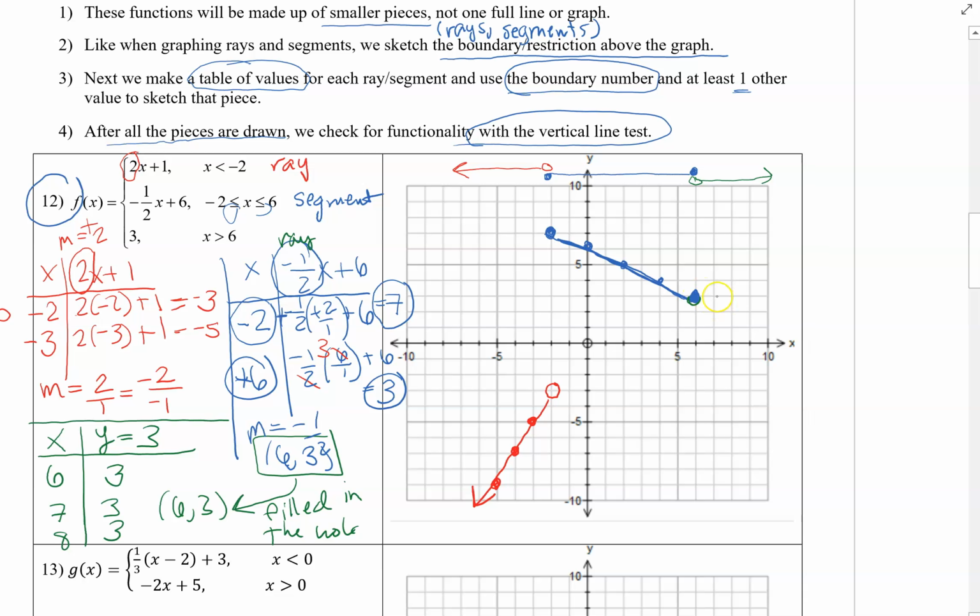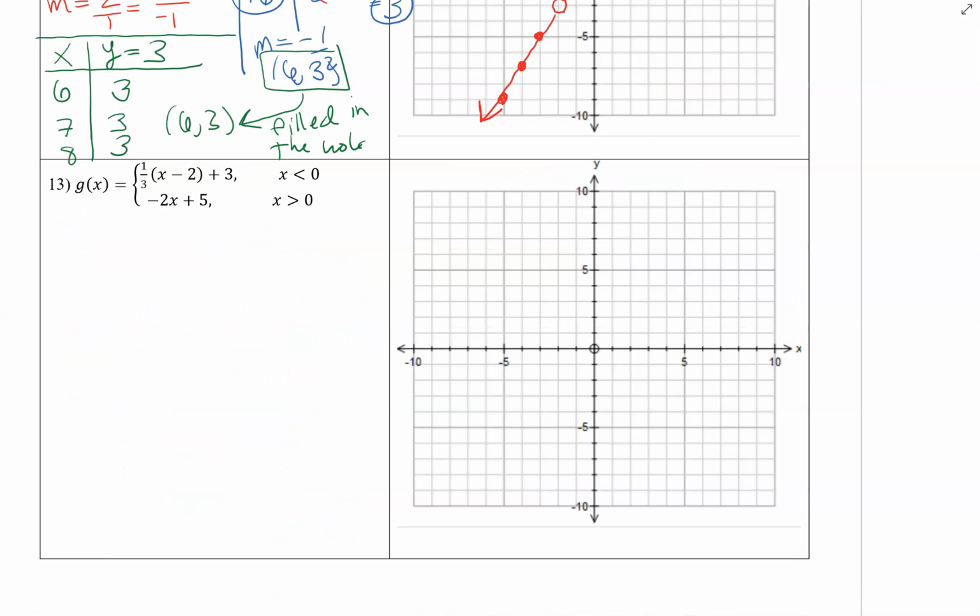And then from there, I know I'm going to have a point at 7, 3, 8, 3, 9, 3, etc. It's basically just a horizontal line at 3. And there's an arrow there because this just said x is greater than 6, so that's like forever. So it's just going to move forever to the right. So this is our graph for number 12.